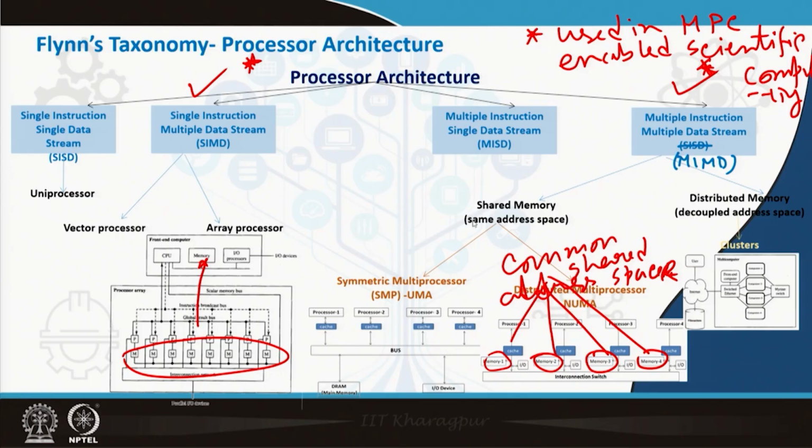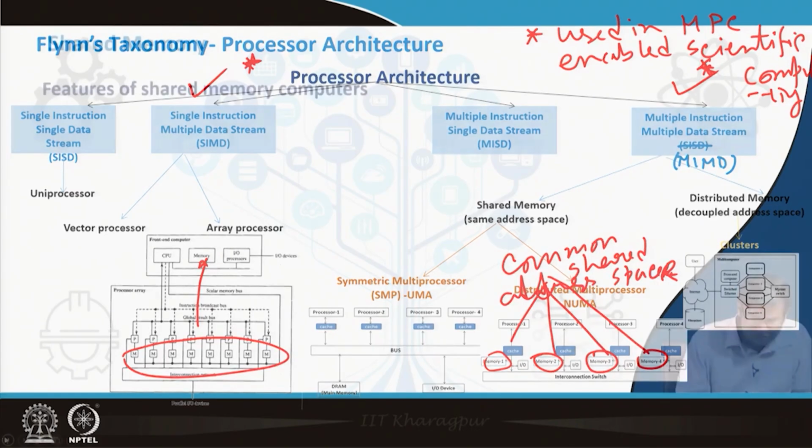So, this is a distributed memory, distributed MIMD system, which has decoupled address space. For the shared memory, it is the same address space. For the distributed memory, it is a decoupled address space. However, we can have MIMD using both of these, and we can have SIMD using array processors or vector processors. So, these are different architectures, both in terms of hardware as well as in terms of the programs which can be implemented, following Flynn's taxonomy.